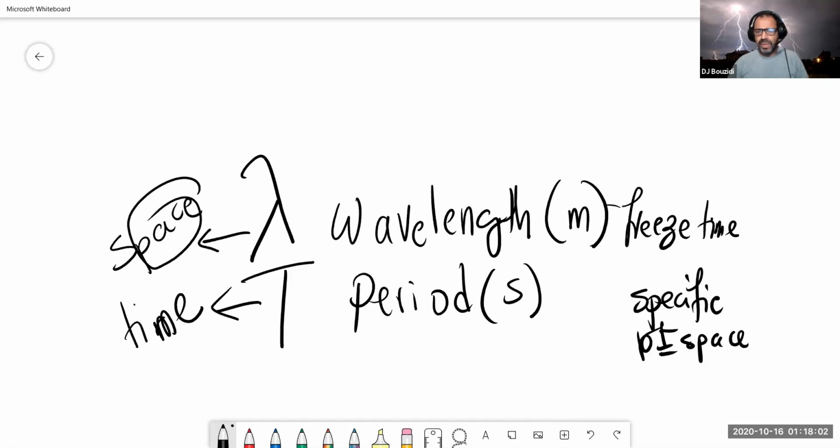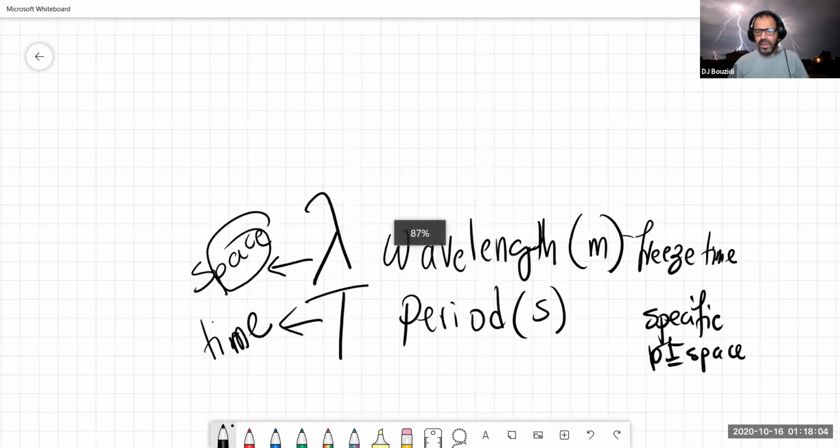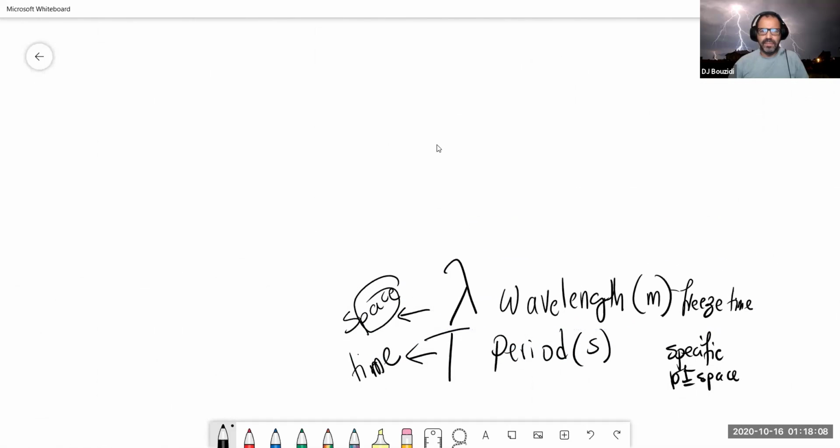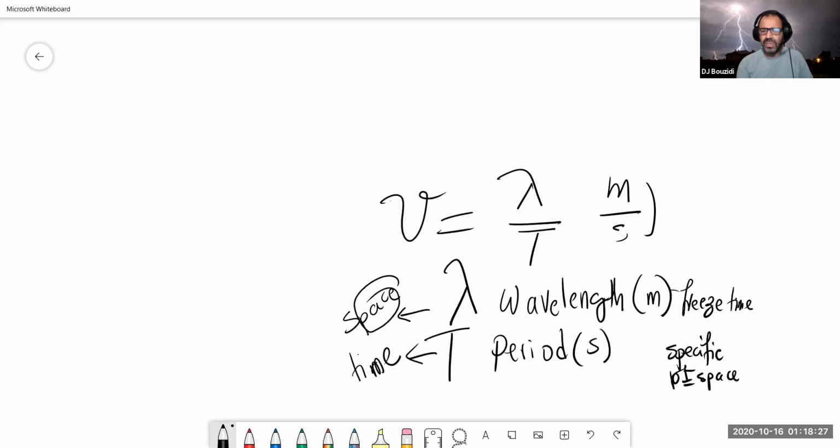So these are some of the characteristics, basically, of waves. So those are some of the definitions. There is another concept, which is how fast the wave moves. The wave moves with a speed which is lambda over T. Remember, lambda is in meters. The time is in seconds, so this is the speed of the wave, okay?